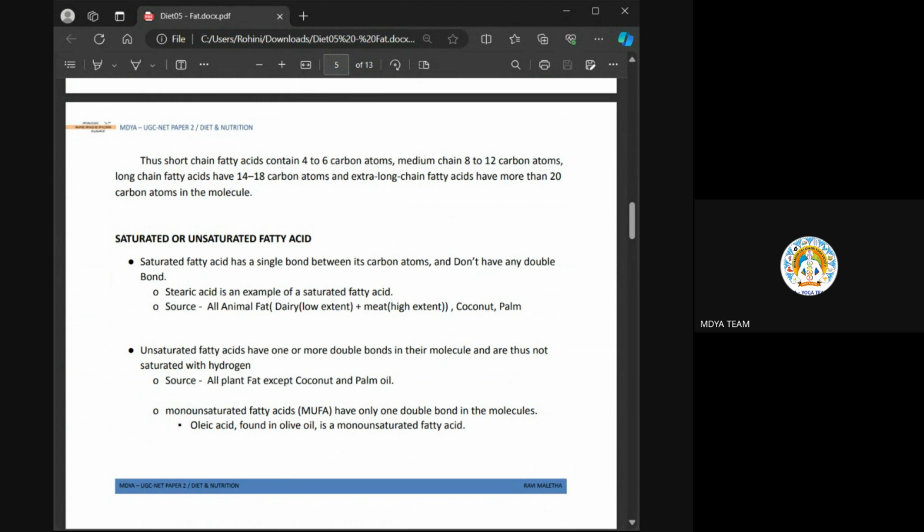So this is also a difference for the saturated ones, and the example is stearic acid. The sources are all animal fat. All animal fats are saturated, including meat, which also contains a high amount of fat, and the coconut and palm also. And unsaturated fatty acids have one or more double bonds in their molecules.